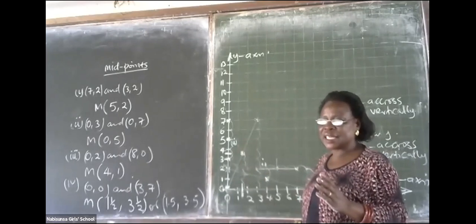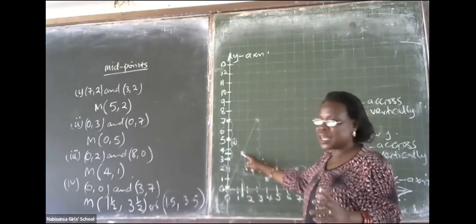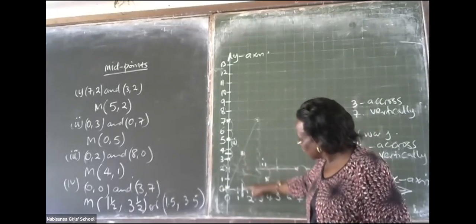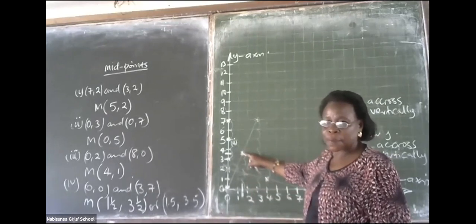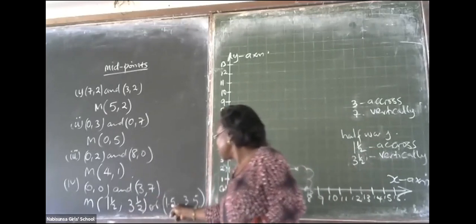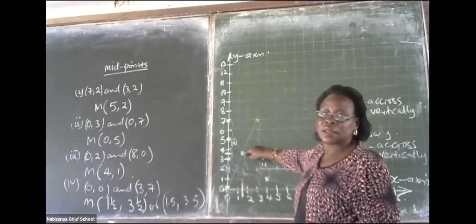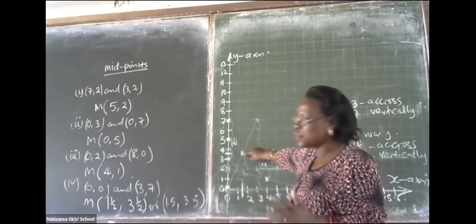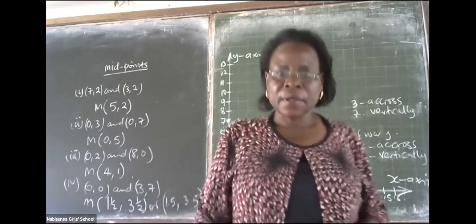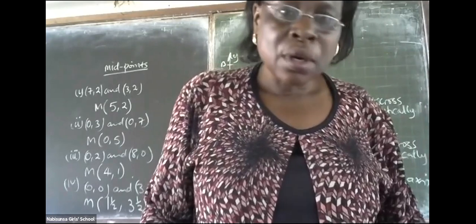After you have located it, we now read the coordinates, the x coordinate as well as the y coordinate. What is the x coordinate at this point? 1.5. What is the y? 3.5. That is the midpoint. Are we together, members? Yes. Can we move? Yes.